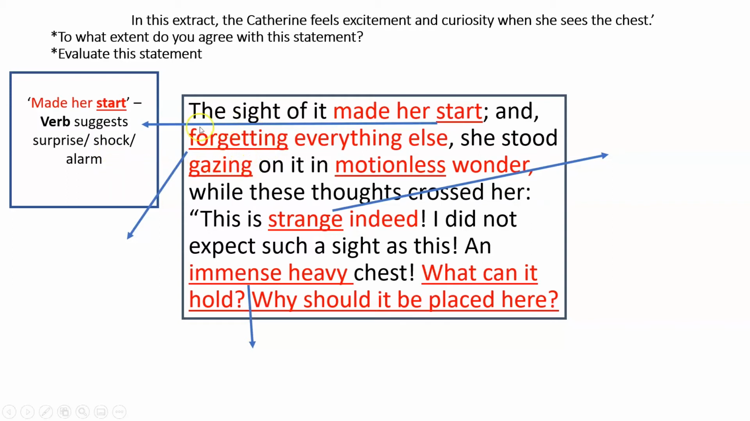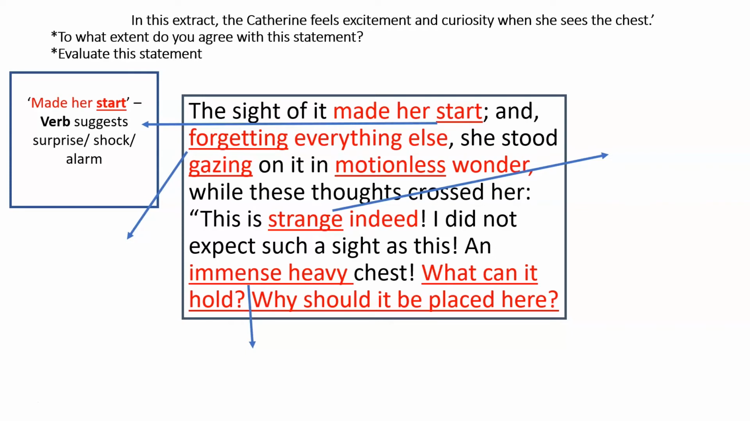And the writer says here, "forgetting everything else, she stood gazing in motionless wonder." Now, if you look at the words "forgetting" and "gazing," these are verbs ending in -ing. If these are verbs ending in -ing, they are called dynamic verbs. Normally, dynamic verbs, like I told you previously, show continuous action, movement. It's quite overwhelming. It's going on, it's continuing. It might show different things in different texts.